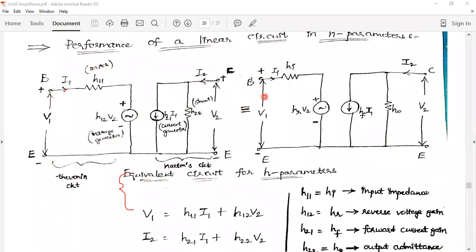Here I am just making this H11 as HI here.